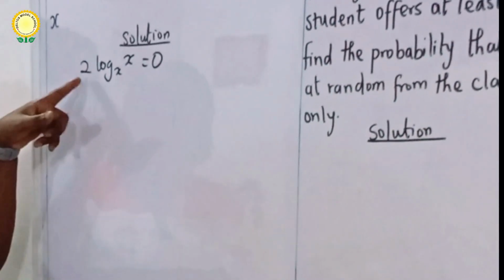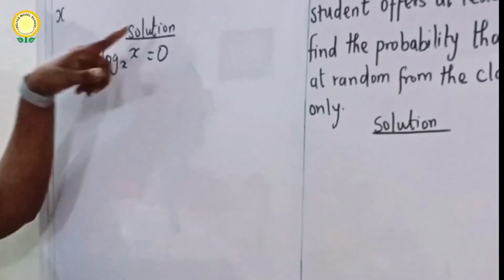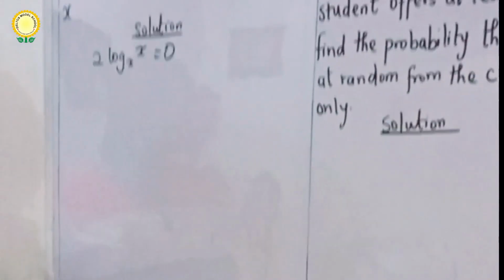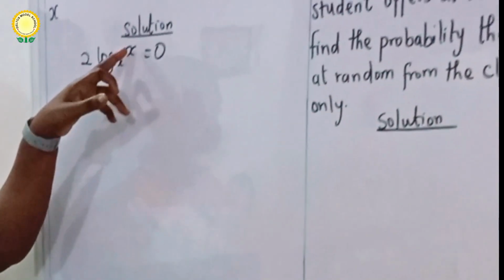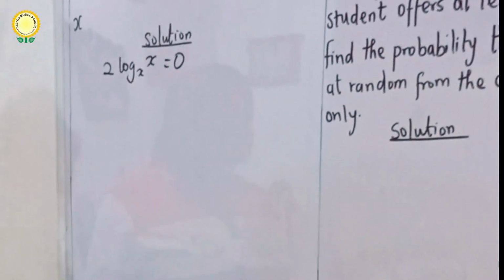Whenever you have a coefficient of log, you change it to the power. That's one of the laws of logarithm. So this 2 will come this way, and it will become log x squared. So this whole thing, we're going to square it.